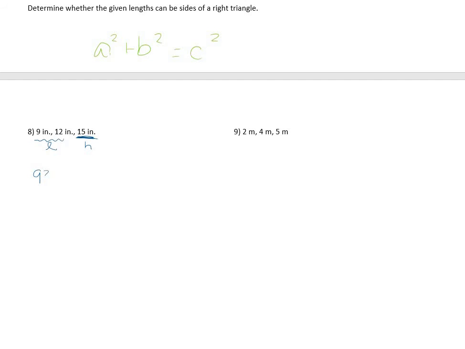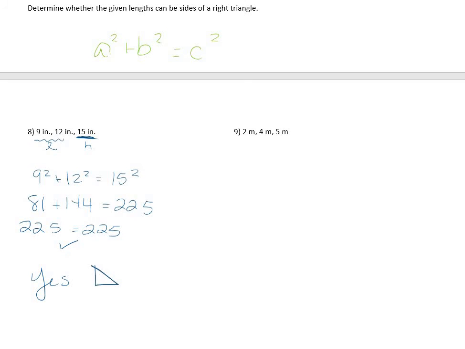So my legs are 9 squared plus 12 squared is equal to 15 squared. Okay. 9 squared is 81 plus 144 is equal to 225. 81 plus 144, you can add these together. Does 225 equal 225? And yes, it does. So yes, this is a right triangle.